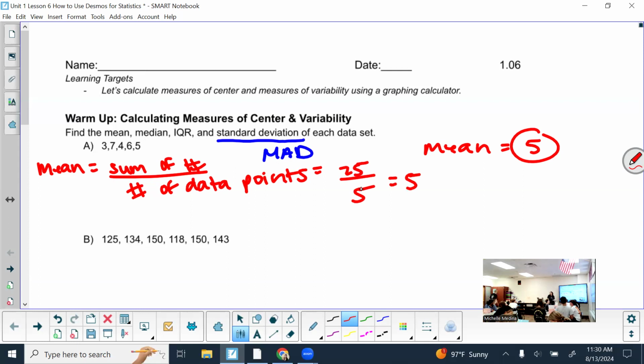What's another word for mean? Average, good.